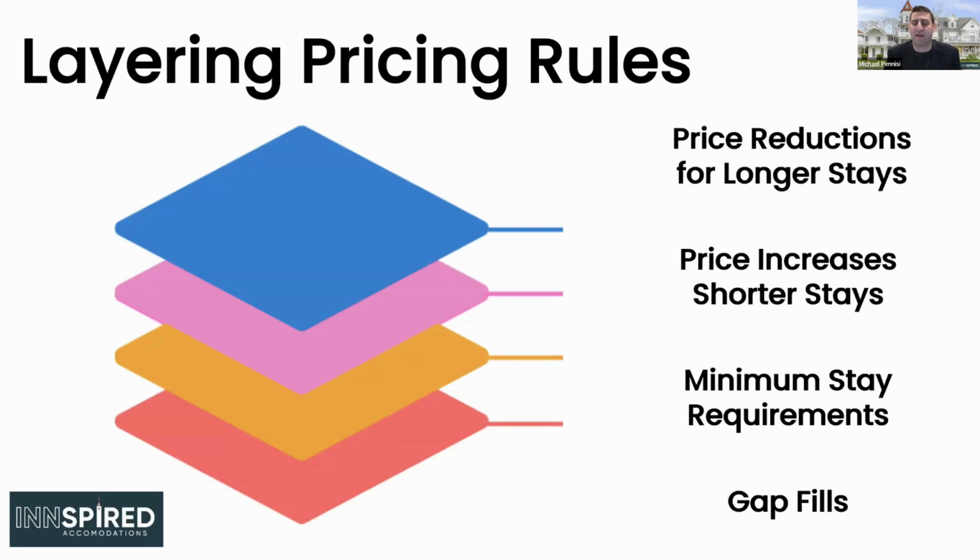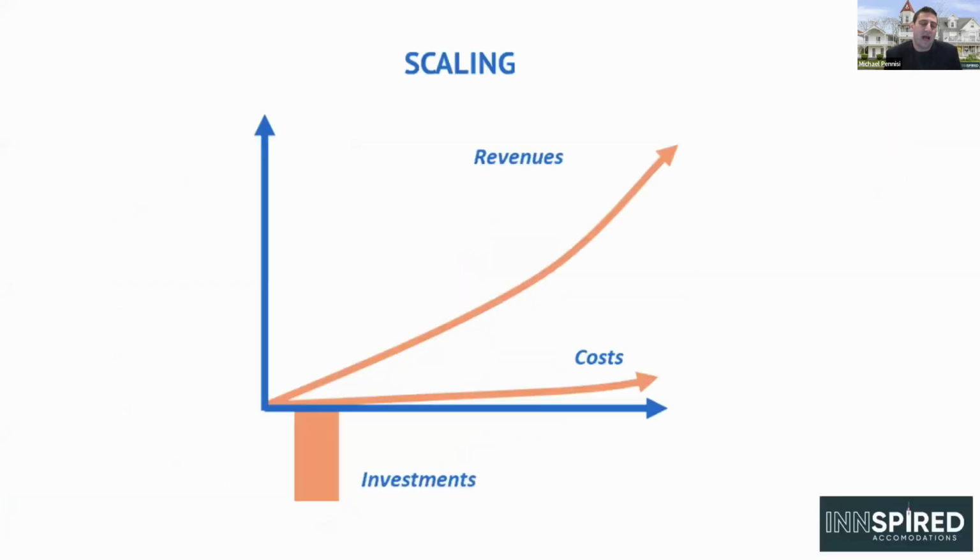The third pricing tool or strategy, rather, was minimum stay requirements. So we stopped allowing one night bookings if we could avoid it. And what we did is we actually used gap fills. So if we had a day that was open, it eliminated the minimum stay requirement to allow us to fill in that gap. Layering those rules is really paramount to making sure that you get the best return in terms of your asset.